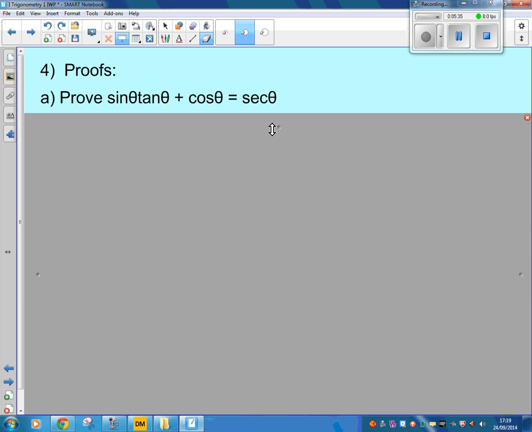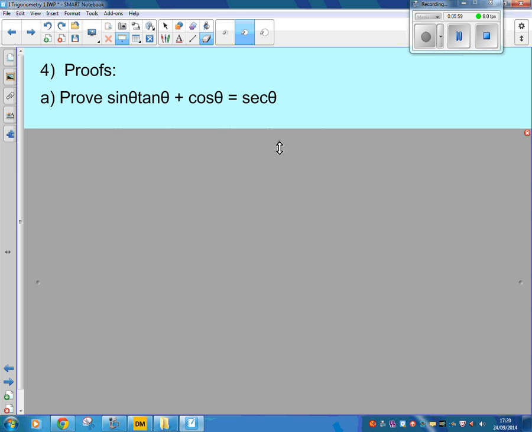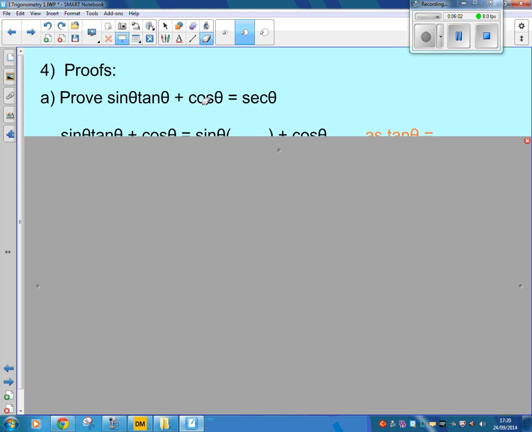Question 4, the proofs. So let's look at these. These are ones that most people have difficulty with. You need to be quite careful with how you do them. So we're going to start by trying to prove that sine theta tan theta plus cos theta comes to the same as sec theta. Now don't be in too much of a hurry to turn the sec here into 1 over cos. Let's start with the left-hand side and try and get everything in terms of sines and coses.